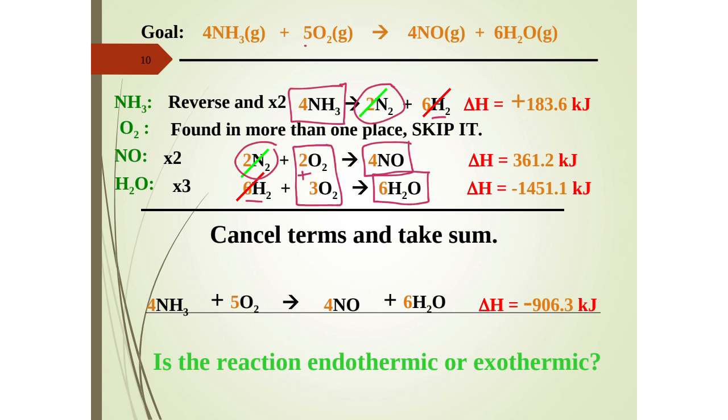And remember, you've got to add everything now in terms of the enthalpies, and you should get a value of negative 906.3. Is the reaction endo or exo? Again, keep track of those negative and positive signs. They're so important. Negative is telling us overall it's an exothermic reaction.